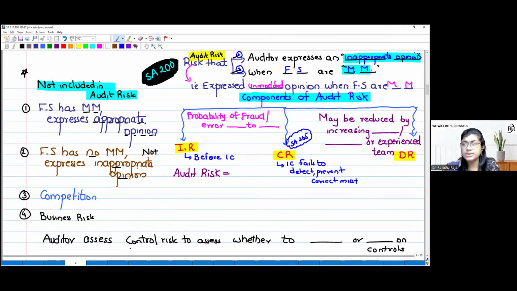Now, detection risk. What is detection risk? Inherent risk is before control because of the nature, susceptible. Control risk is because of failure in control. Detection risk is what fails? Audit procedure fails. It's from my part. Audit procedure fails to detect misstatements.